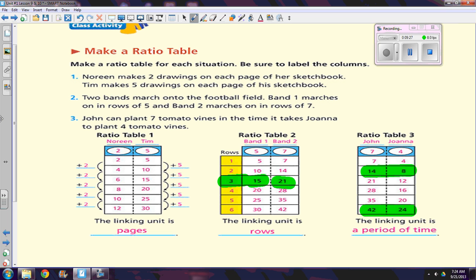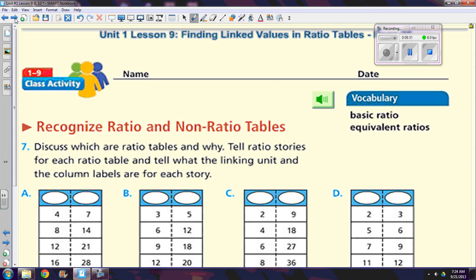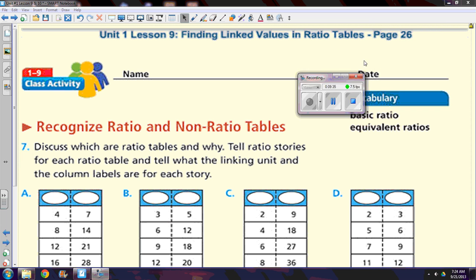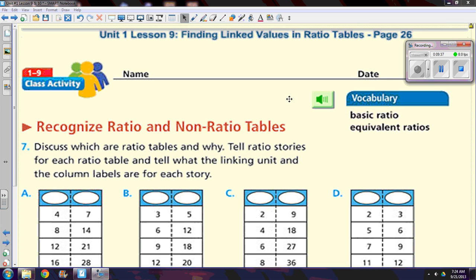And then right here. All right, let's continue moving on. On page 26, still continuing on with recognizing ratios and non-ratio tables, how they link the values.